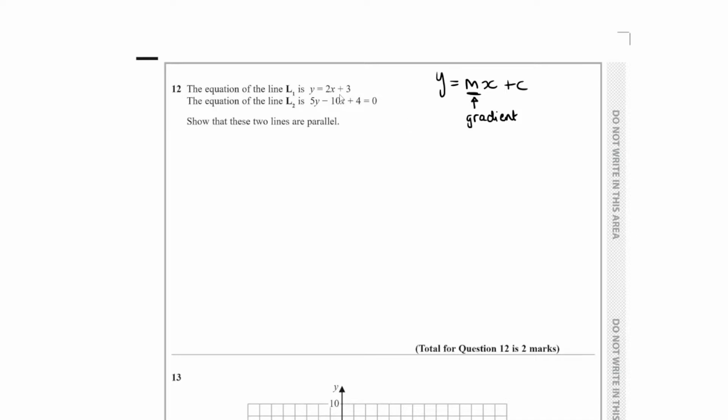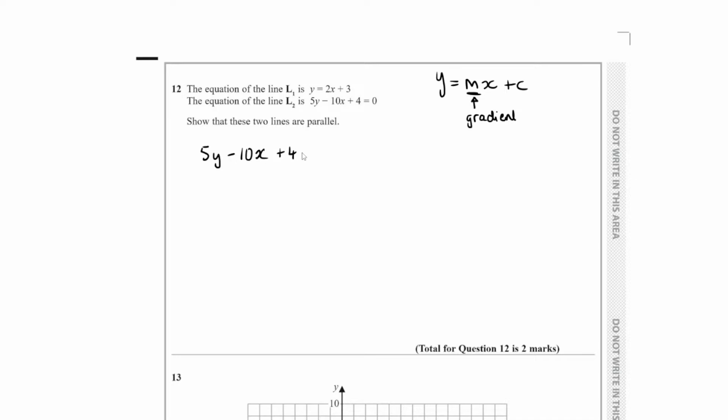Now, you can't just compare minus 10 and 2, because you see how the second one is not rearranged in the same way. The gradient of the second line is not minus 10. You need to rearrange them so that y is the subject. The first one was already fine, so we don't need to do that. But the second one, let's write this down.